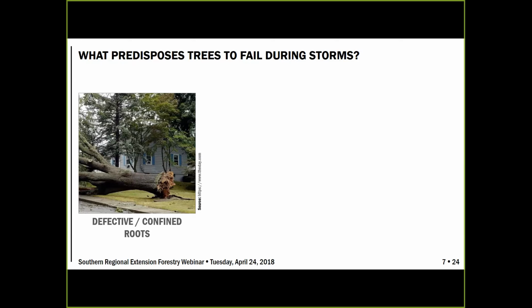Often what will predispose trees to failure, first of all, is either defective or confined root systems. Defects can come about due to a lot of different reasons. Two of the most common ones that we encounter are girdling or circling roots, which constrict either the stem or the buttress roots of the tree, or root systems that are confined by adjacent hardscape that do not allow the root plate to adequately develop.